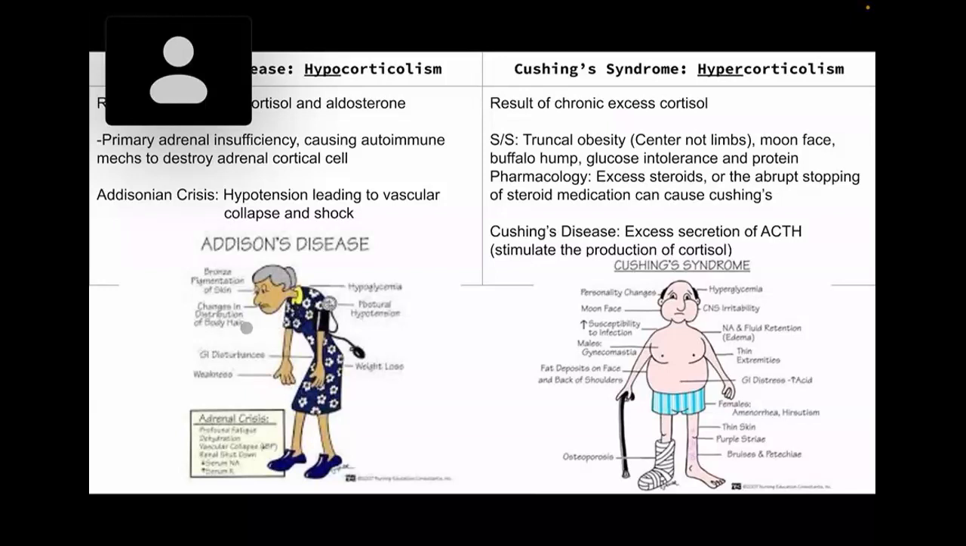Cushing's, on the other hand, this is way too much cortisol. So they're going to have that truncal obesity, moon face, buffalo hump, glucose intolerance, and protein issues. The pharmacological reason that this happens is abruptly stopping steroid medications or using too much steroid medication. So just keep that in mind. It's bound to show up through the remainder of your program and here. When we specifically have Cushing's disease, this is the non-pharm reason why Cushing's happens. My body just secretes way too much ACTH to produce more cortisol.